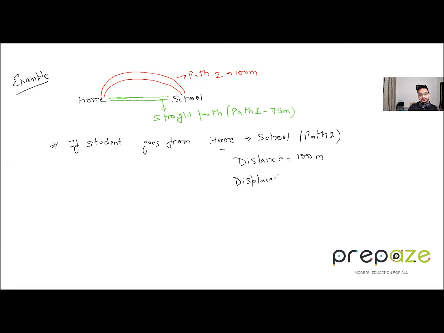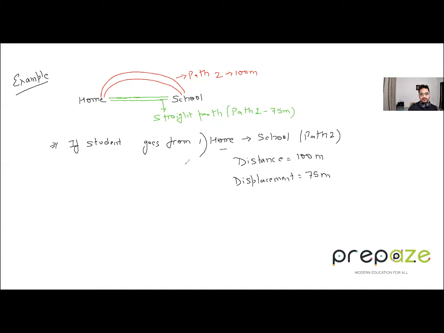Now, most students say 100 meters, but it is not 100 meters. It is only 75 meters. Why? Because the definition of displacement is the shortest path connecting the initial and final position. And what is the shortest path over here? It's the straight line path. All right, it is only 75 meters.